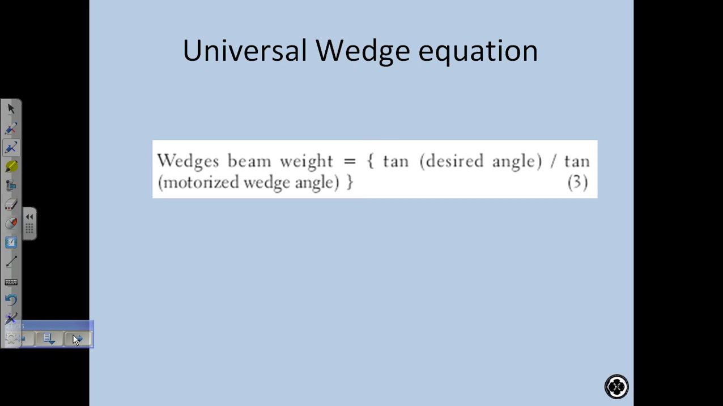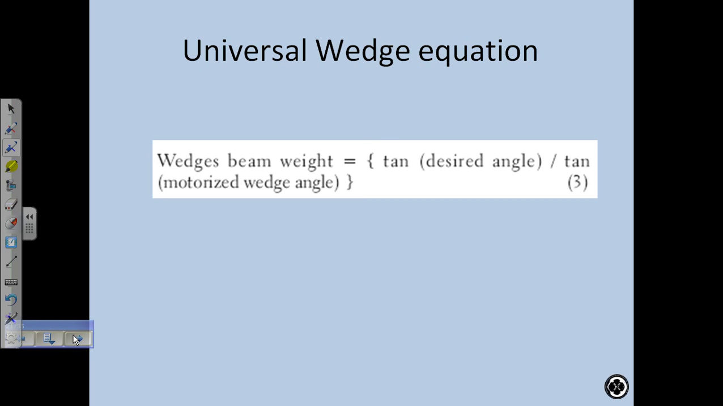Okay, so in an electronic machine, there's a weight given to the open portion, open field part, and there's a weight given to the wedged beam part. And that's how you determine the wedge angle. And how do you determine that beam weight? Well, it's determined through this equation.